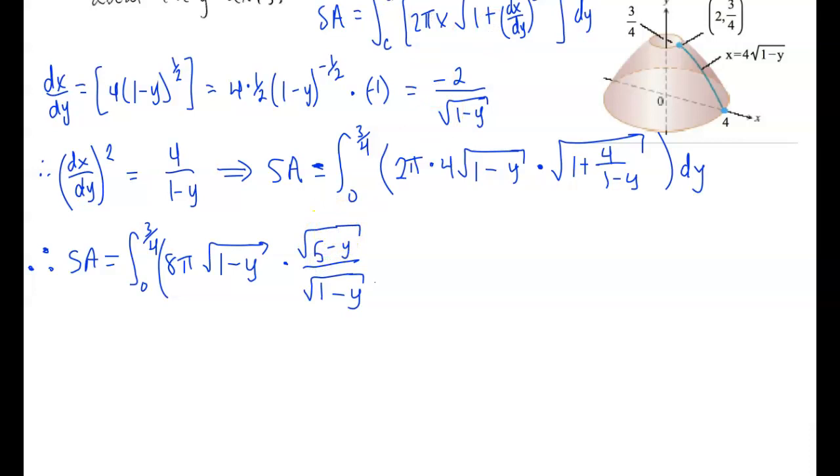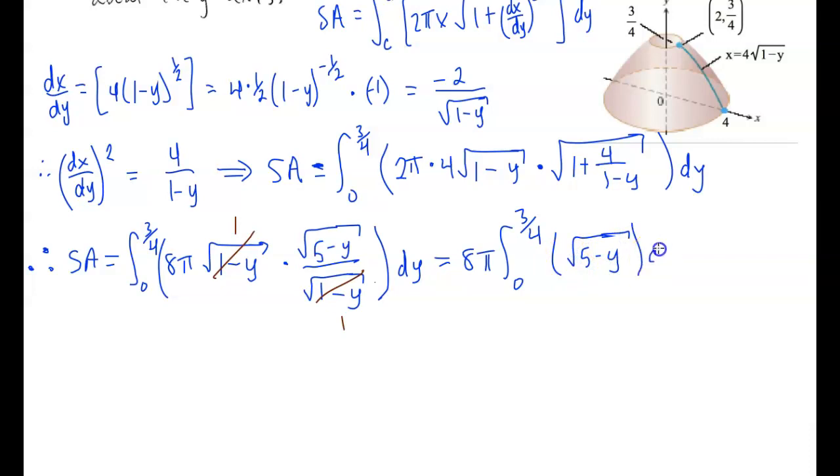All right. So now that we have that, multiply this times dy. And so now we see that the square root of 1 minus y will reduce to 1, and we will just keep what we have left. Okay. So here, this would mean that we have 8 pi on the outside of the integral sign from 0 to 3/4. And we would just have square root of 5 minus y here on the inside, dy.